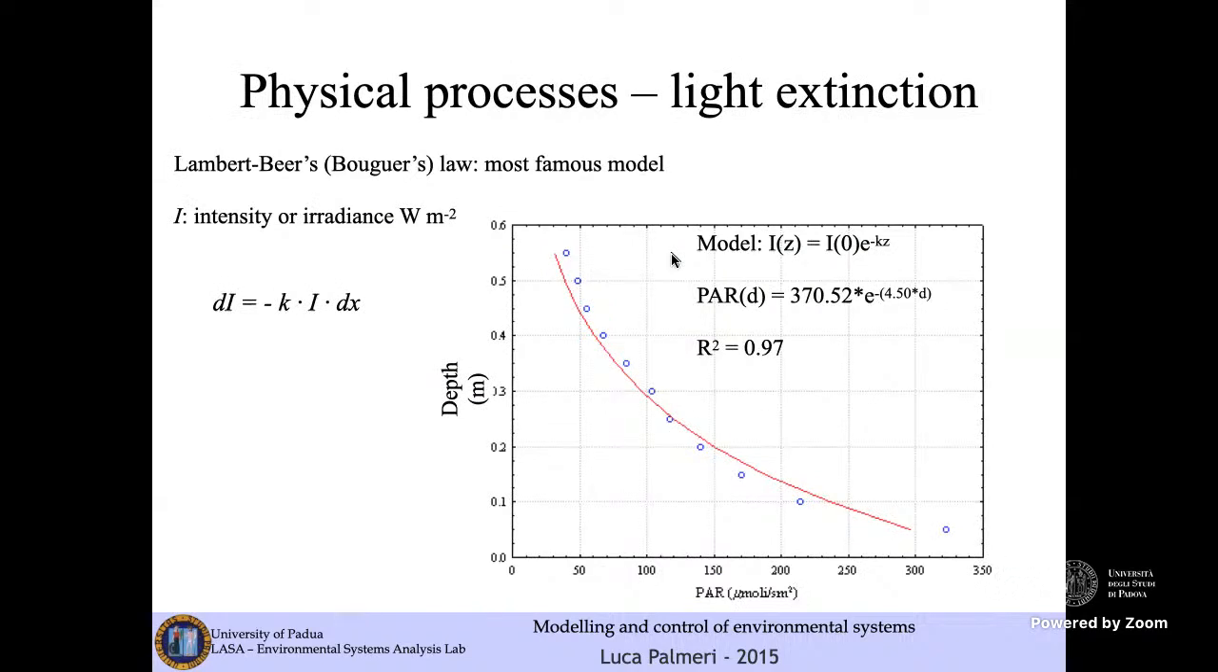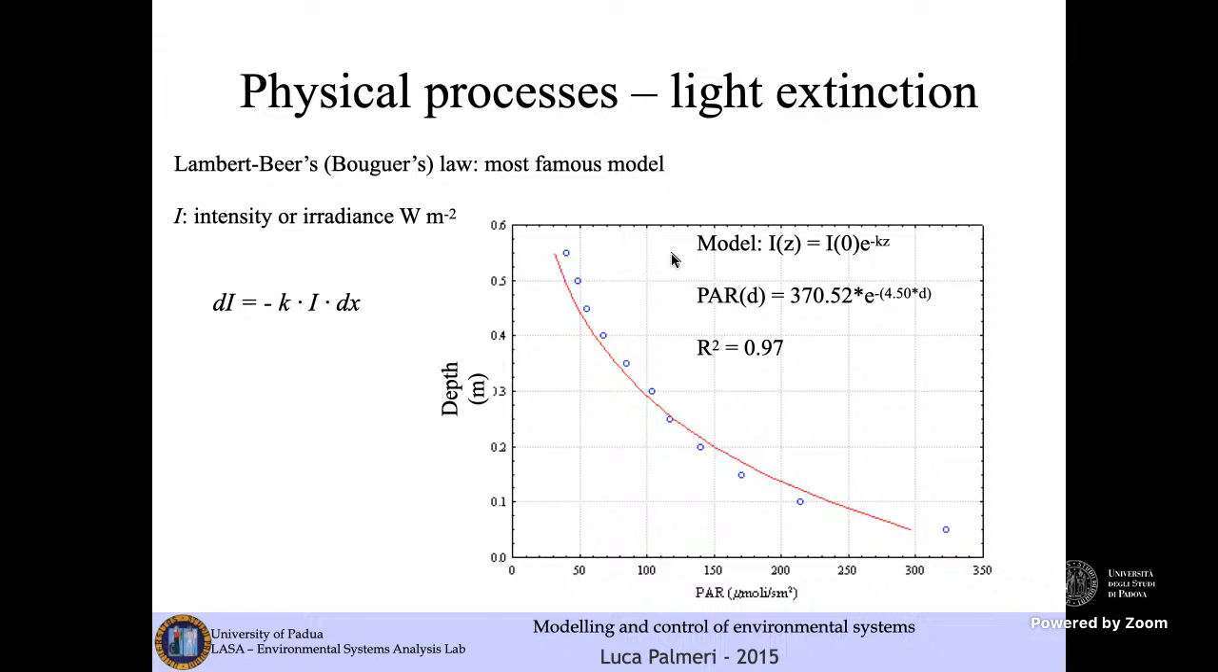So classically, we model light extinction by employing a very classical model that is the Lambert-Beer or Bouguer's law. It is by far the most famous model. If we call capital E the intensity or irradiance, that is measured in watts per square meter, so this is an energy flow density per unit time, we may write that the variation of the intensity of light is equal to minus a constant k times the intensity of light itself multiplied by the distance traveled by this light.